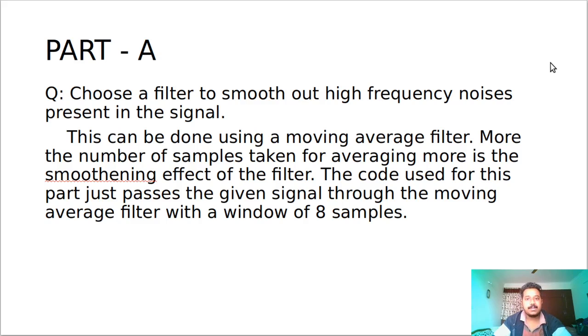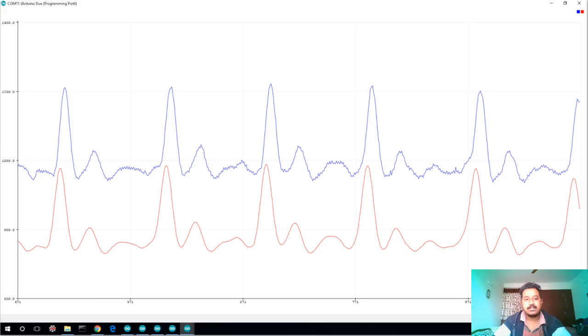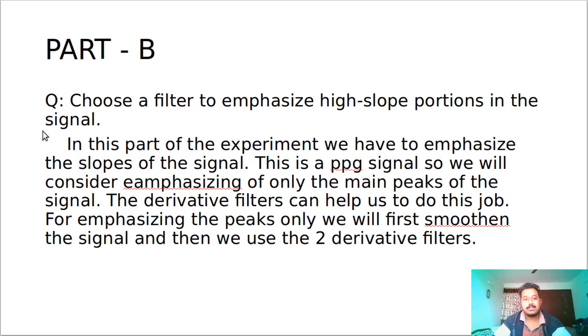As I have discussed in the previous video, this can be done using a moving average filter. It takes L number of samples and averages them together to get a smoother signal. So let's come to the output here. As we can see, the blue signal represents the original signal which I have recorded using the PPG sensor, and the red signal represents the output of the moving average filter. Okay, let's come to the second part.